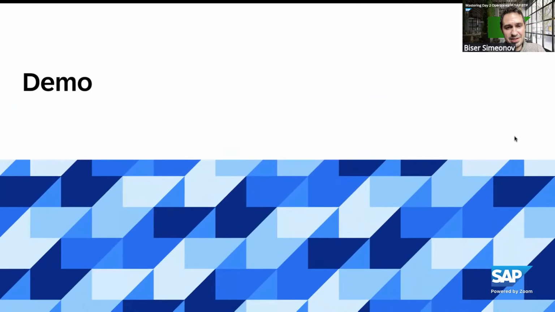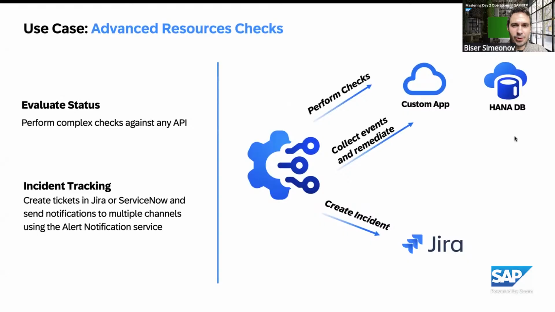So that was the theoretical part. Now let's look at what we are going to have as a demo today. And right, so here we're going to see advanced resource checks. We have a CAP application that I already had deployed on my BTP subaccount. And so let me put it that way. Why do we also have HANA?